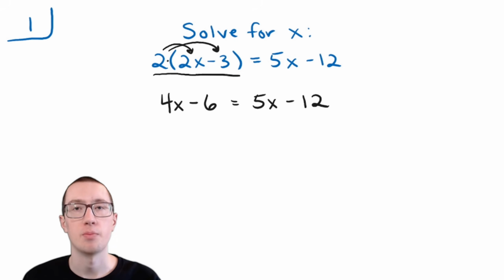Now, we need to get x by itself, but it's kind of hard to get x by itself when x is on both sides of the equation, because we need it to be on one side. So what we're going to do is we're going to subtract one of these x's from the equation.